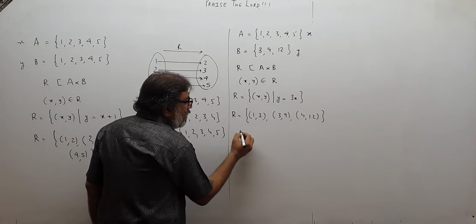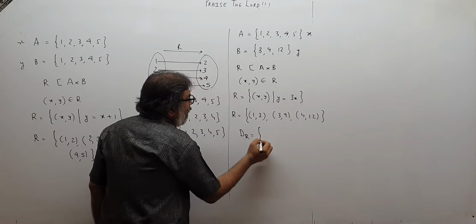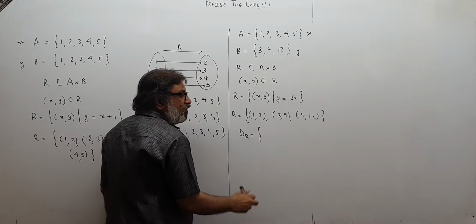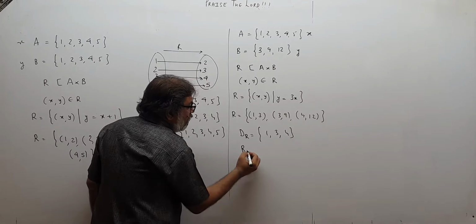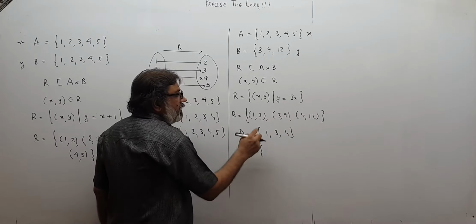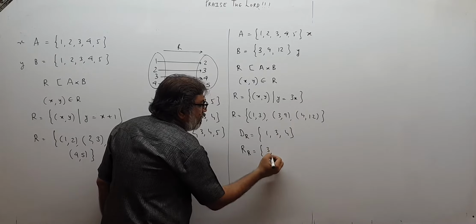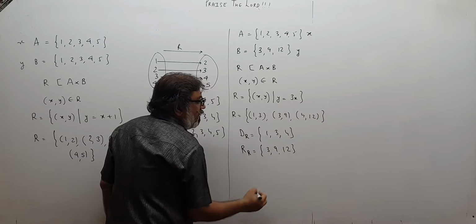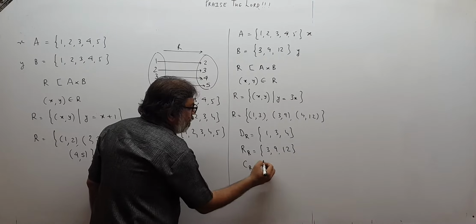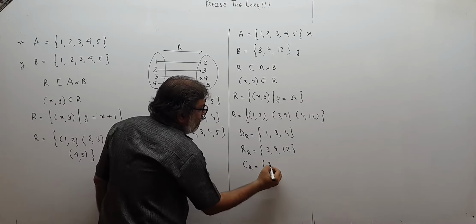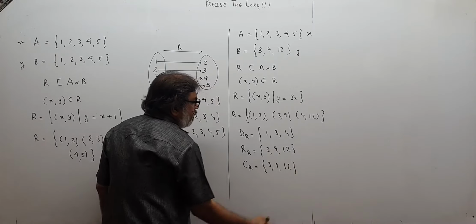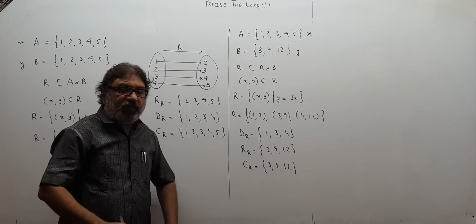So, what is the domain of R? The first elements contain the domain. So 1, 3, 4. What is the range? 3, 9, 12. The second elements are the images. And what is the codomain? Codomain is the second set. Second set means 3, 9, 12. In this case, range and codomain are equal.